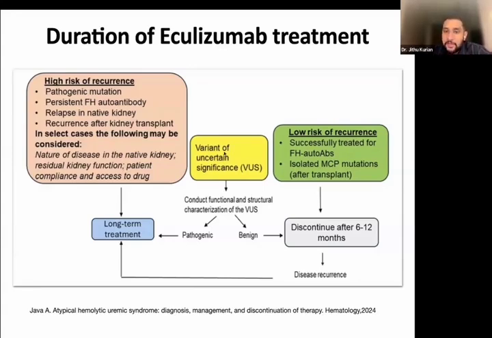But if you find a variant of uncertain significance, and you can do some functional and structural characterization of that particular gene, and you find that these proteins are really benign, then you can stop it after 6 to 12 months. But if you find that the proteins are pathogenic, then you need to give long-term treatment. But there are certain mutations which actually have a low chance of recurrence.